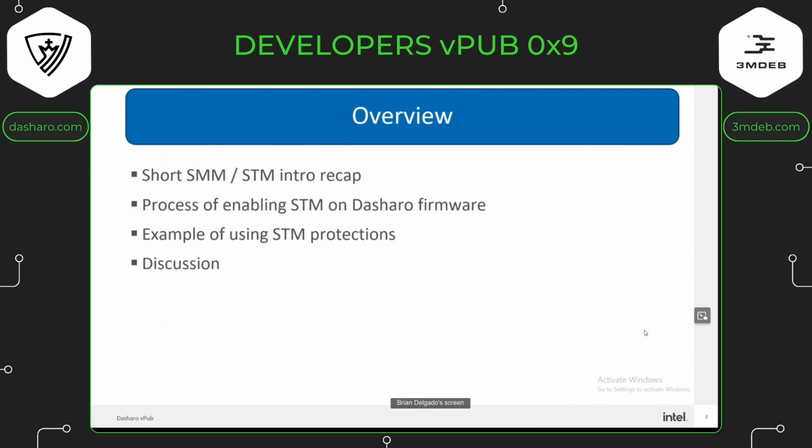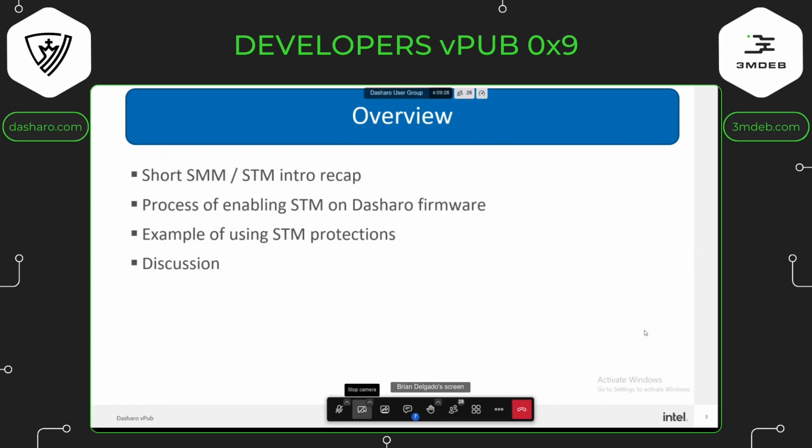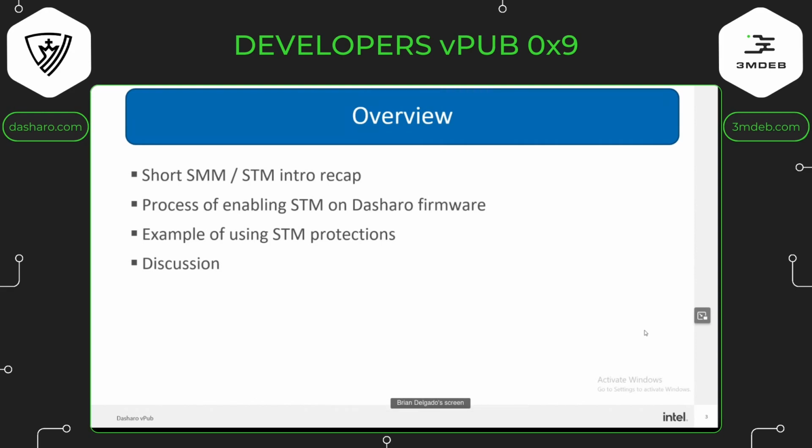So I'd like to give a short SMM, STM intro recap. I presented some of this back in March, so I'll try to keep it real brief, but just to level set, I'll share a little bit about background. And then I'll talk about some of my efforts recently in enabling the STM on Dasharo, and then a quick example of how you can use that capability to protect your operating system or VMM from unchecked SMI accesses. And then open it up for a little bit of discussion around this topic.